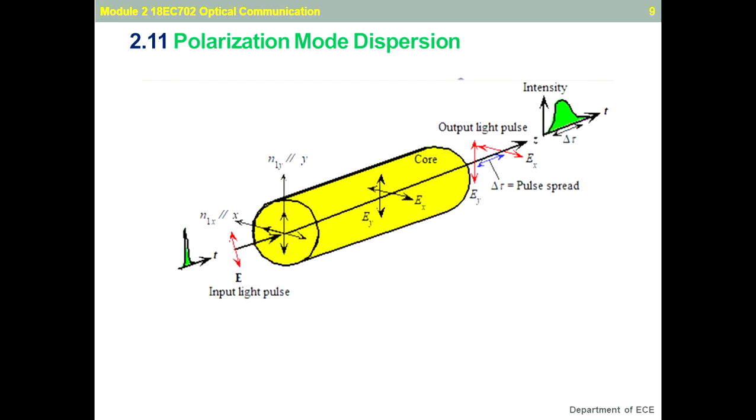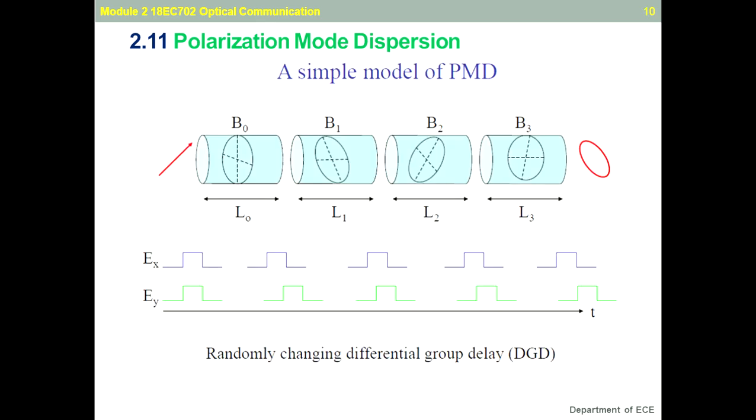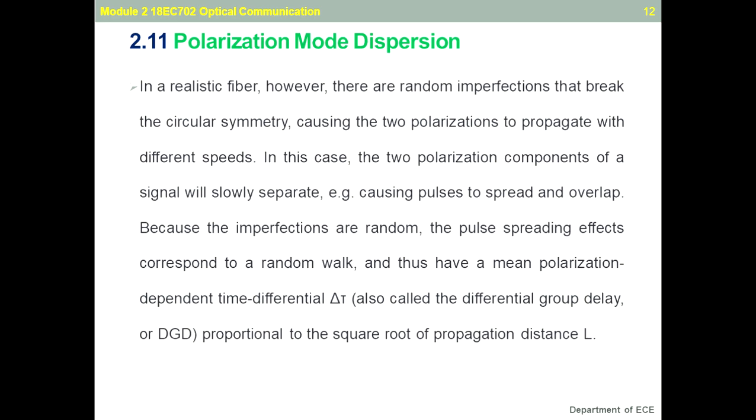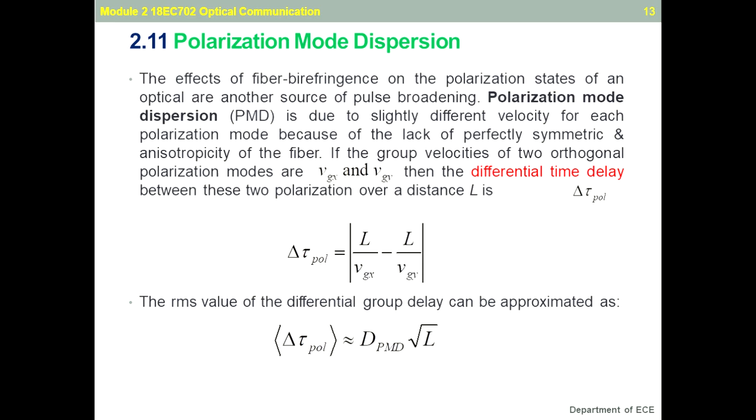What happens due to PMD is that the input narrow pulse gets broadened at the output, and the same is depicted here also. The input polarization state is denoted by V0, and after some distance it is given as V1, and after some distance there is a change in birefringence, V2 and V3, likewise. So DGD refers to differential group delay, the time delay between VGX and VGY. So we need to suppress the polarization mode dispersion. Polarization mode dispersion is mainly due to slight variation in the velocity of the two modes, which results from the non-symmetric conditions of the fiber.